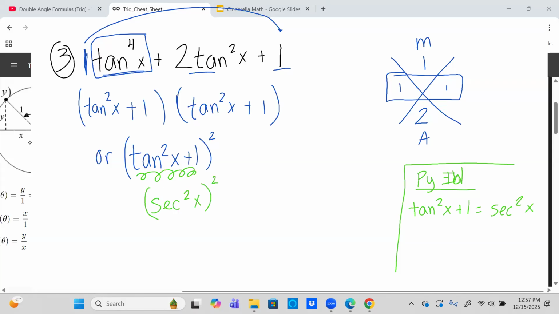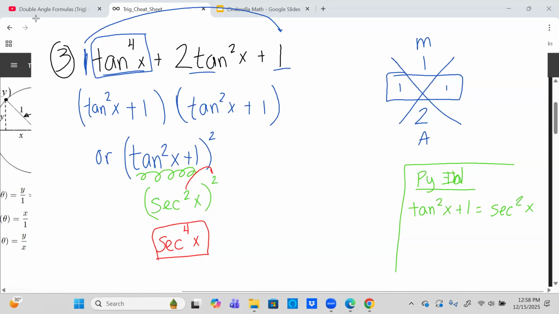Remembering from algebra that a power to a power, we really multiply. So the final answer is going to be secant to the fourth of x. Okay, that one came out very nice. I like that. And then we did factor. That one was not a GCF factoring. That was a trinomial factoring.